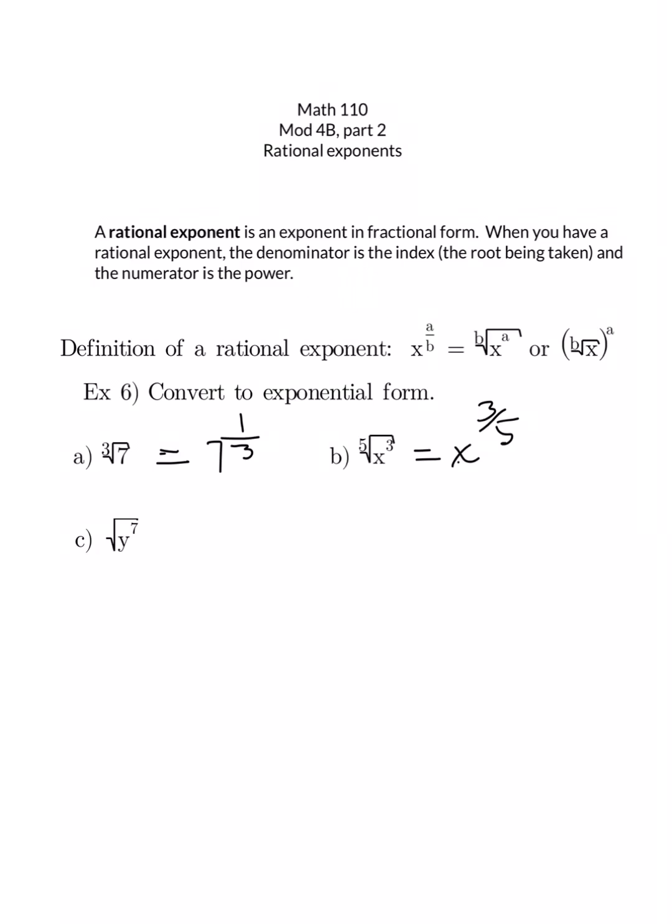Our last example for converting from a radical to a power is the square root of y to the 7th. So on this, our base is what's inside the radical, the y. Our numerator is the power on the y, which is 7, over what root are we taking? That's a square root because there's no number showing, so it's over 2.